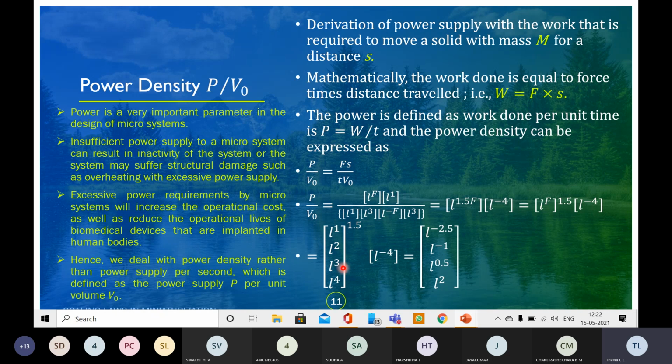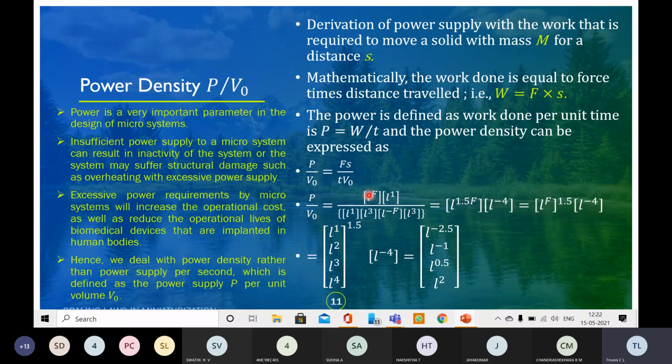So substitute, right? So if you substitute, then you'll be getting this value L to the power of 2 to the power of minus 2.5, right? Minus 2.5, L to the power of minus 1, L to the power of 0.5, and L square here. So this will give you, right? This will give you the value for what is this one? Power density.